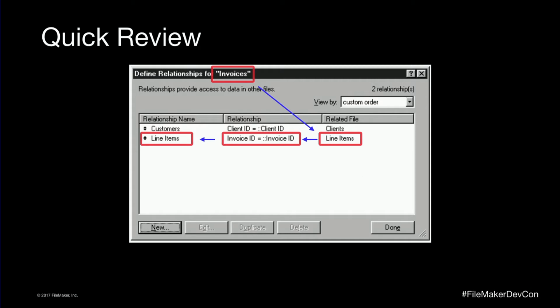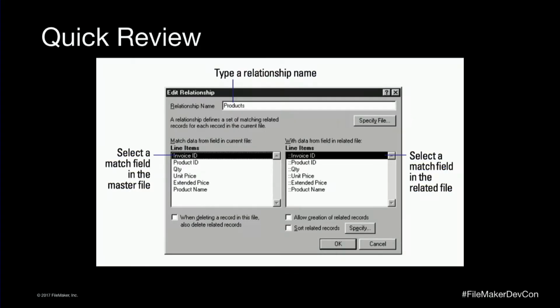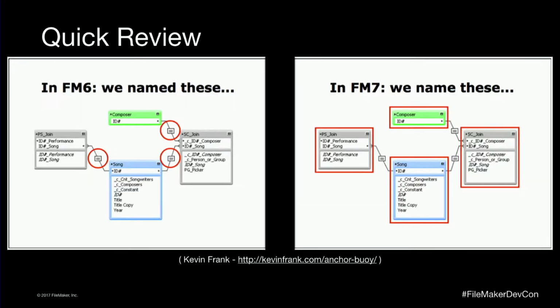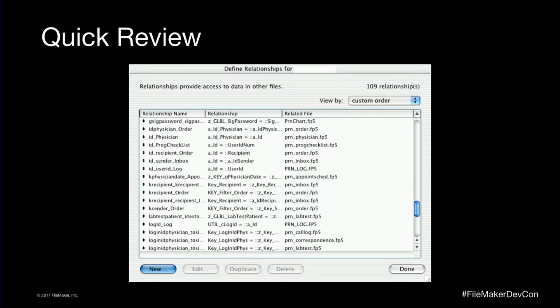And so everything was outward looking, right? We would start in one file and look out to the other files. We had multi-files again, not multi-tables in one file. This is what the edit relationship window looked like. It's not surprisingly that much different than what we have now, although we do things vastly differently. This screen itself is not a lot different. In FileMaker 6, we named the relationships, and today, since FileMaker 7, we name the table occurrences. Okay? So this is an example of a relationship list from FileMaker 6.